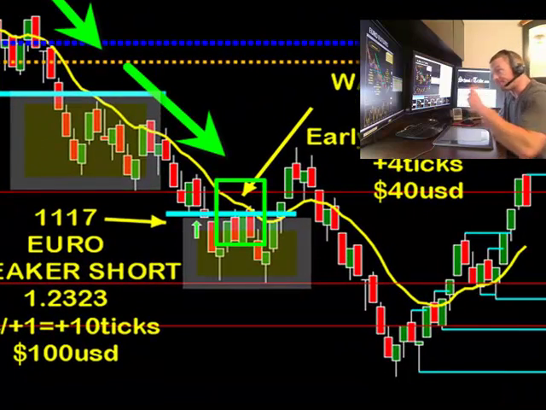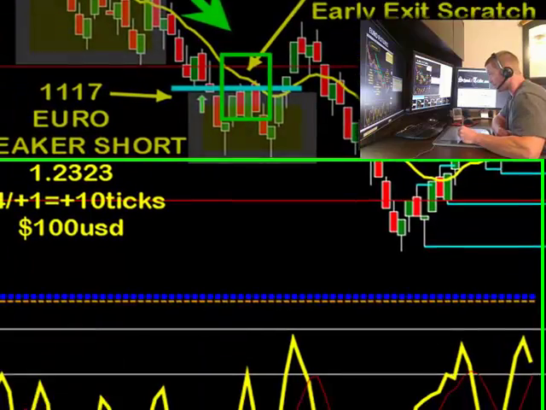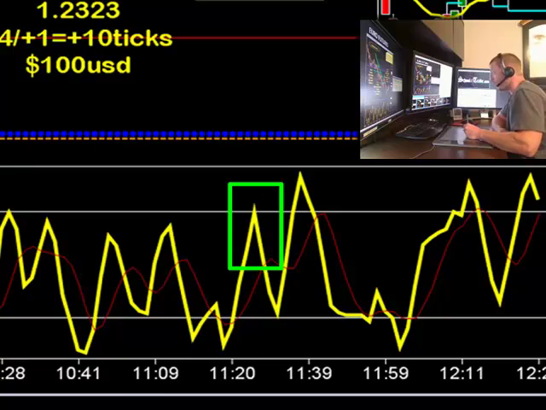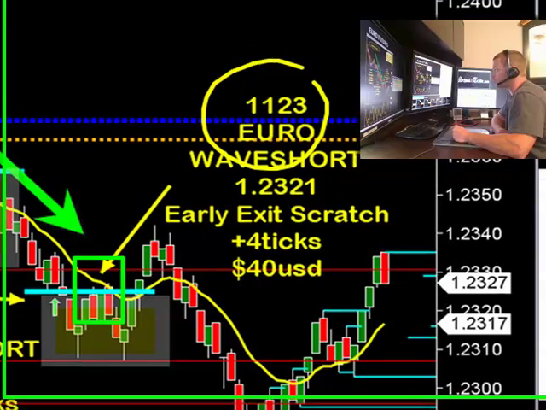Again, what we look for, if that trigger line gets below that swing low, momentum, of course, you want to make sure momentum is curled and pointing down, which it was. We take the wave entry short as well. So we took the wave entry short, 11.23, 23.21.